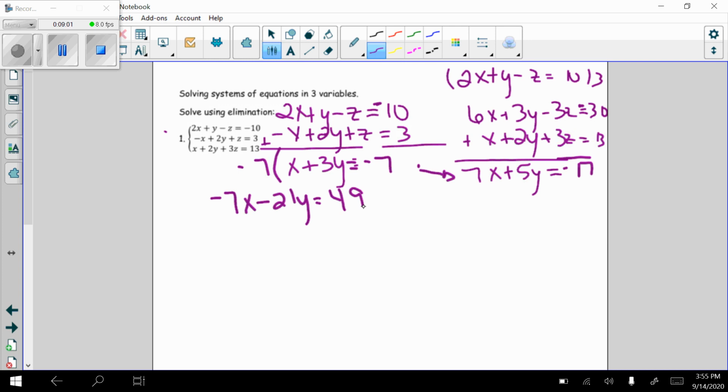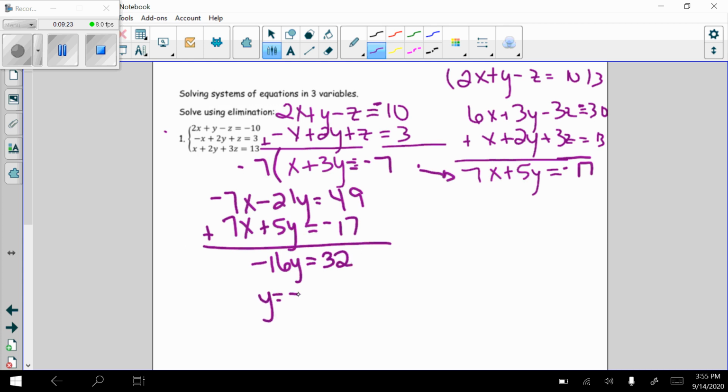So now I need to combine these 2. So 7x plus 5y equals negative 17. I can now add these 2 together. My x's cancel. So negative 21y plus 5y gives me negative 16y. 49 minus 17 gets me 32. Divide by negative 16, I get y equals negative 2. I'm going to plug that into one of these equations that only had x's and y's. So if I take x plus 3 times negative 2 equals negative 7. If x minus 6 equals negative 7, x equals negative 1.